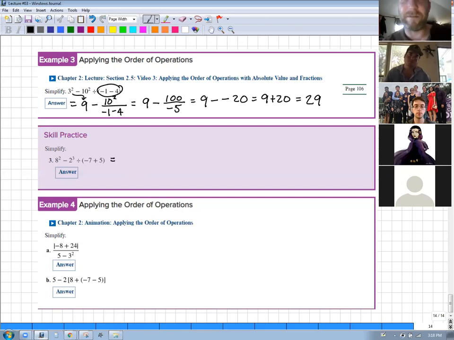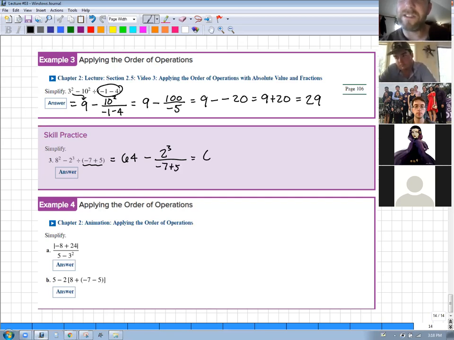kind of like talking. So here we have this 8 squared, right? That's 8 times 8, which is 64. Then we have minus 2 cubed is being divided by all of this stuff, negative 7 plus 5.